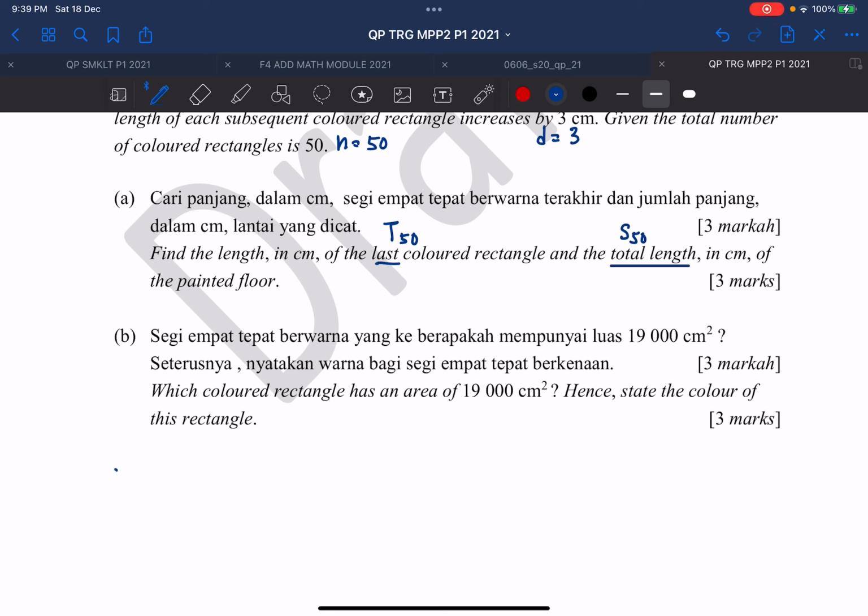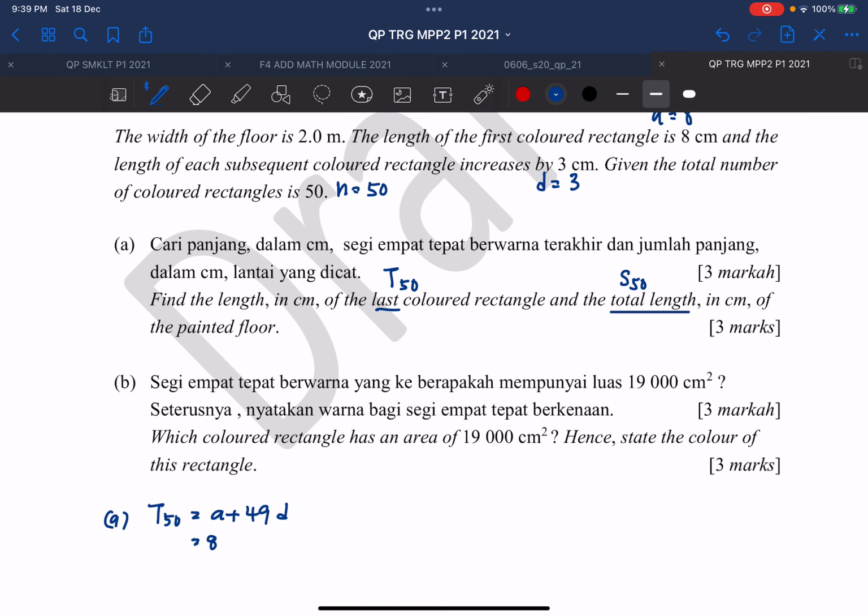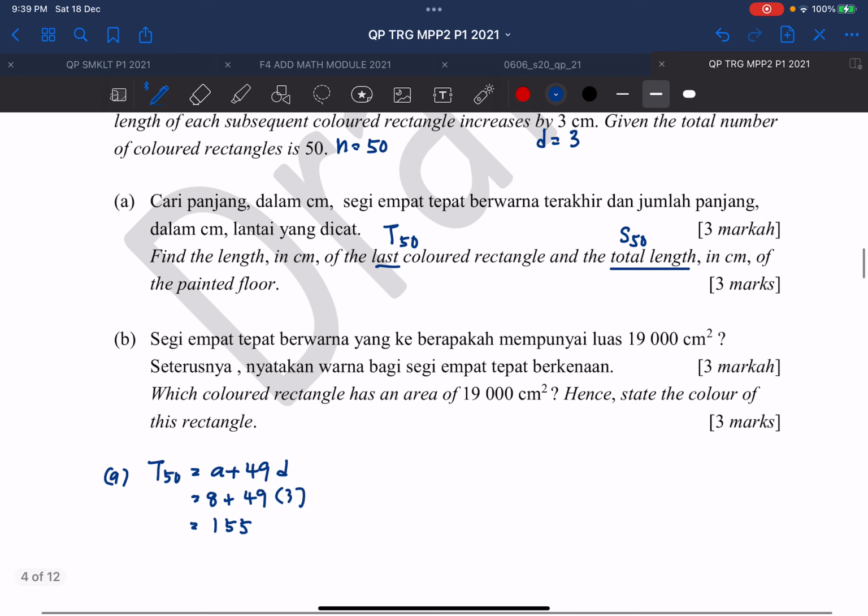So for question A, T50 will be equal to a plus 49d. So a will be 8 plus 49 times d, where d is 3. So you should get an answer of 155. So again, 1 mark for this.